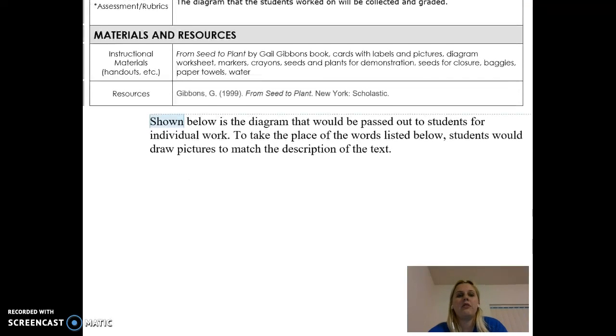For your materials and resources, you will need to have the Seed to Plant book by Gail Gibbons. I have that provided for you. Cards with labels and pictures, those will be in a bag. Diagram worksheet, markers, crayons, those will also be set aside for you. Seeds and plants for demonstration, you'll find those in my cabinet because I don't want students touching them prior to the experiment. Supplies for closure: the bag, the paper towel, the water, everything that you need to close your lesson off so students can begin seeing how a plant will actually grow.